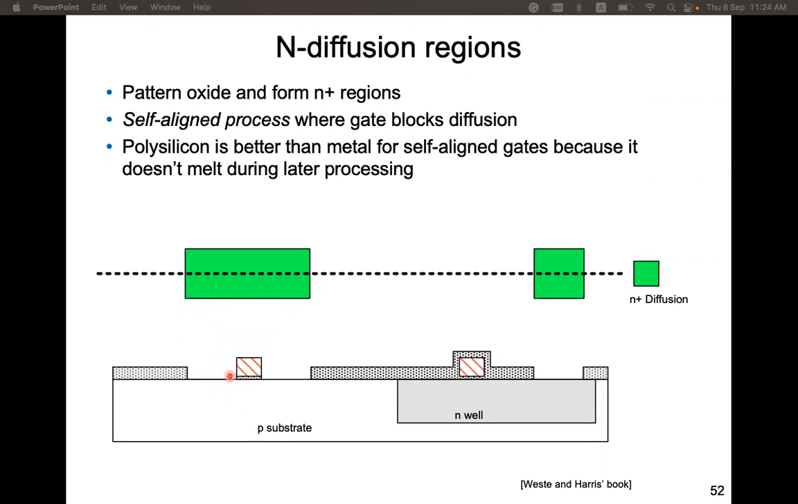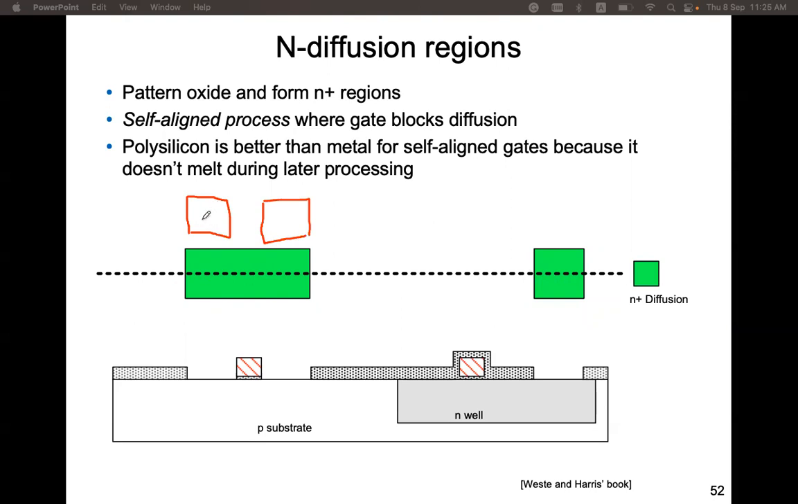We have N here for the MOS, for the drain and source of the MOS. And we also need to have the contact to the N-well here. So this is the N diffusion region, not the N-well. And the thing here is that, on this top view, we do not pattern this drain and source like this. We can do that in this way.